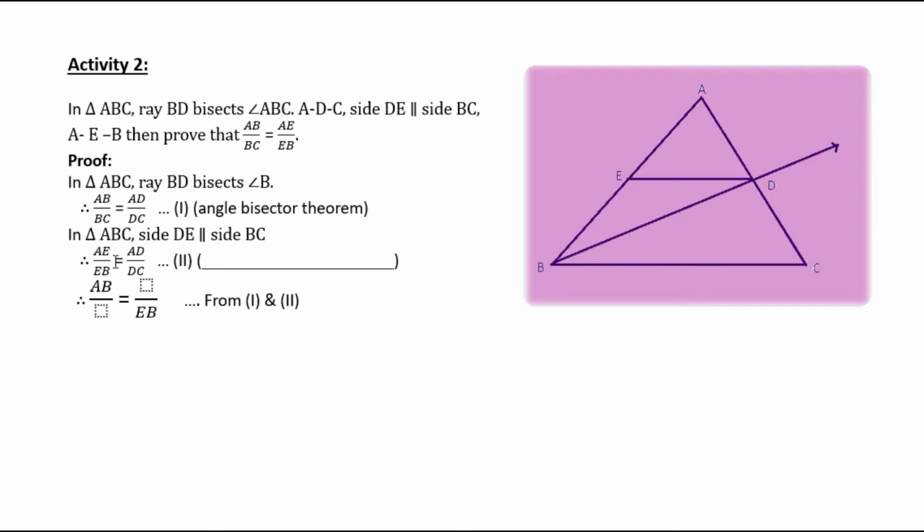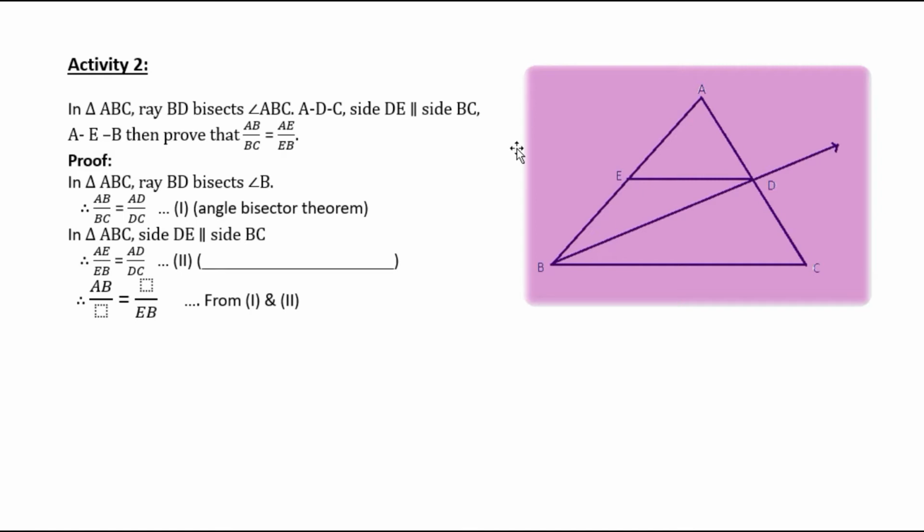Activity 2. In this activity, there is one triangle, triangle ABC, and ray BD bisects angle ABC. BD, this is the ray which bisects angle ABC. It means this angle ABC is getting bisected by the ray BD. A, D, C are collinear points because they lie on side AC of the given triangle. Side DE is parallel to side BC. DE and BC are the parallel lines.